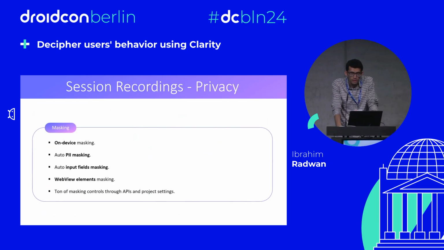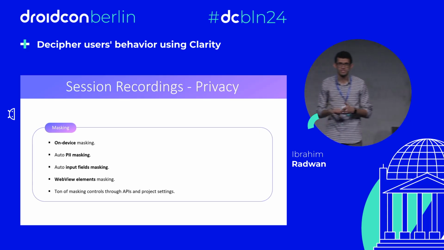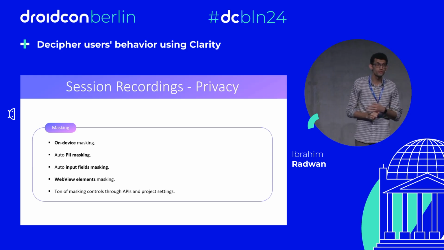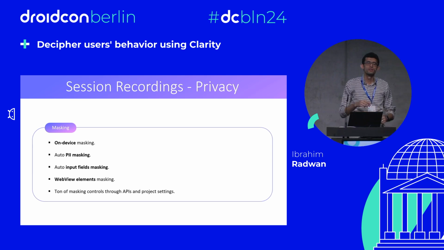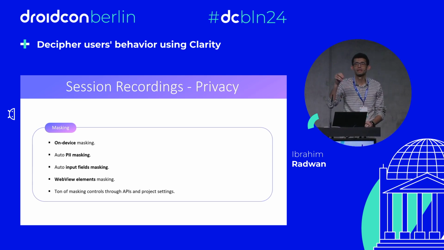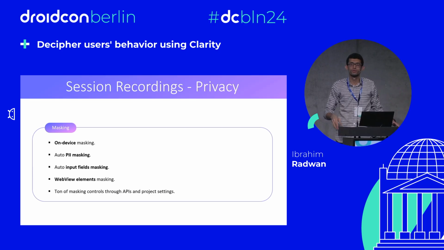And more details about masking. All of the masking logic happens on device, so masked data never leaves the device. All of the masking rules apply on device or on the client side. We also auto-mask PII information like emails, credit card numbers, and so on. We also force mask all input fields, like whatever the user is typing stays on the user's device. We also give you the ability to use CSS selectors to mask particular elements within your web view, and we respect those selectors, of course. And finally, we give you a ton of masking options through APIs, through the SDK, or through your project settings page. And I'm going to also go a little bit into the details here after a few slides.